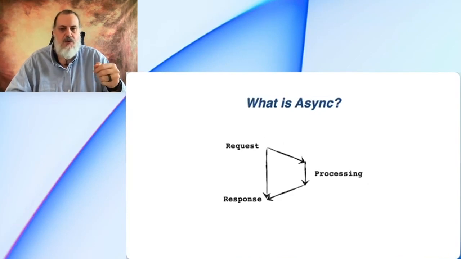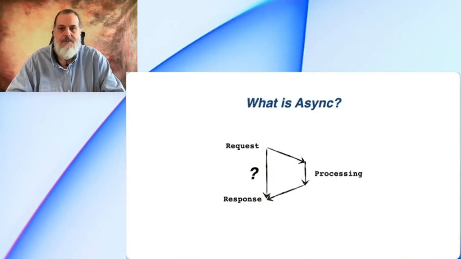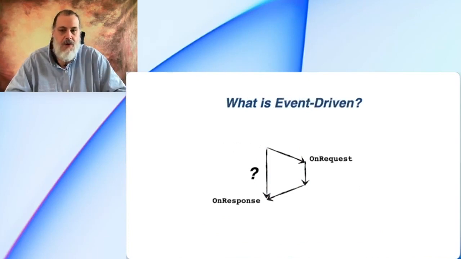So async is more about the idea of initiating an operation, having some processing of it, and then waiting for a response. This could be across threads, as I mentioned, cores, nodes, storage, all kinds of different things where there is this opportunity to do things while you're waiting for the next step to complete. And so the idea of async is really, what do you do while waiting? It's a very big part of this.